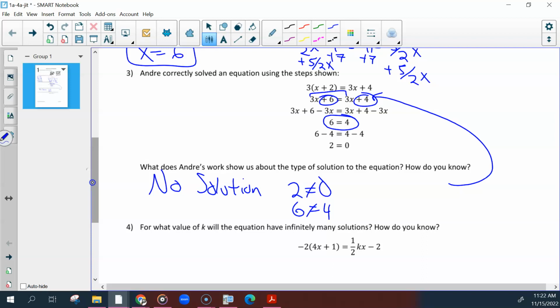Number 4, I'm not going to go over, but if you want to try that, it is a challenge question, so you can try that on your own.